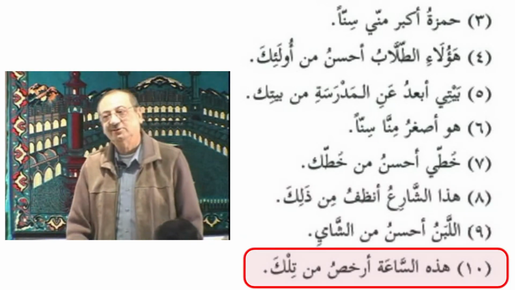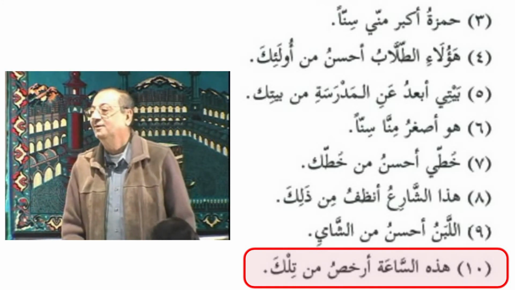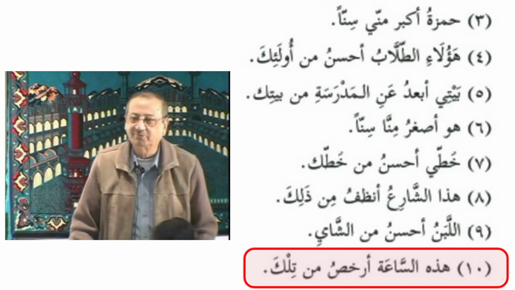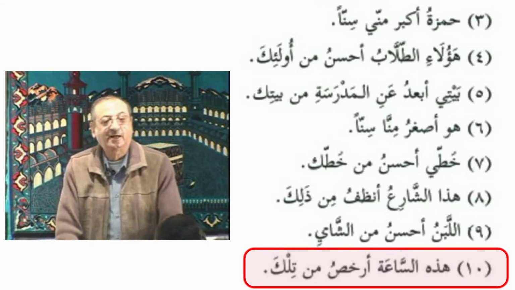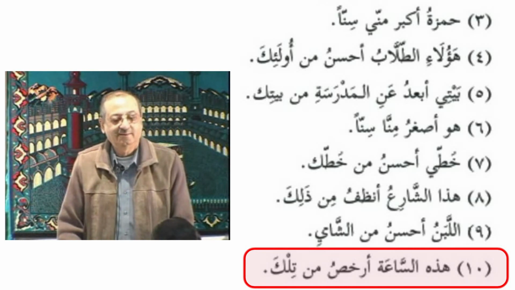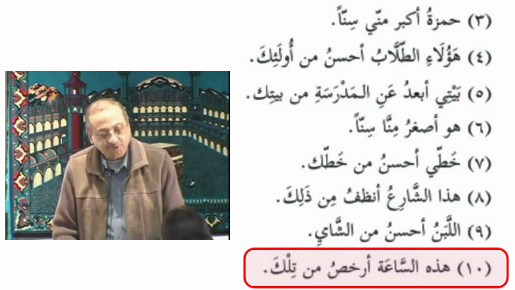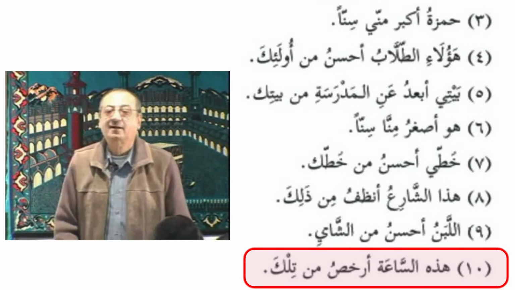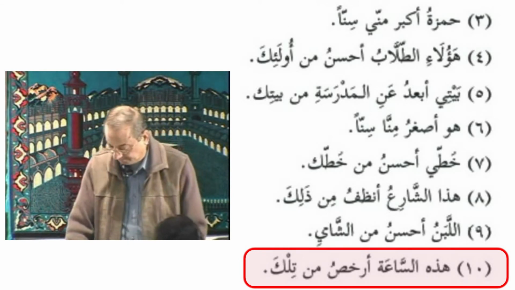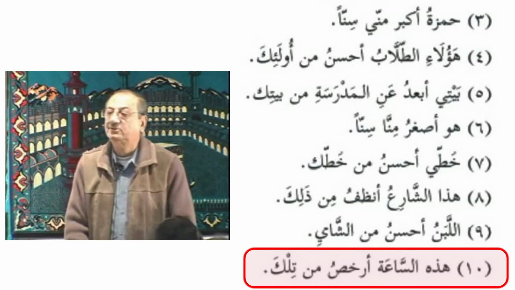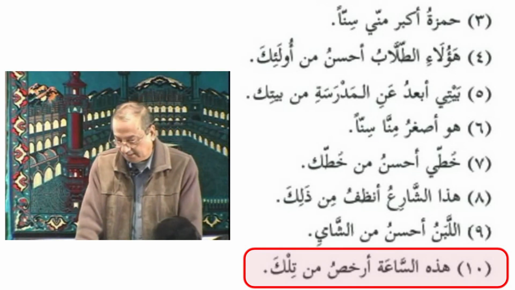Hadhihi sa'atu, what is the translation? This watch. So hadhihi is mubtada, and what is sa'atu? Badal. Inshallah, now it becomes very easy for you. Okay, brother Muhammad, where is the khabar? Arkhasu. What is the meaning of arkhasu? Cheaper. Rakhisun, ismu tafdil, became arkhasu. Min tilka, then the other. Alhamdulillah. So it's a very interesting, easy and enjoyable exercise.